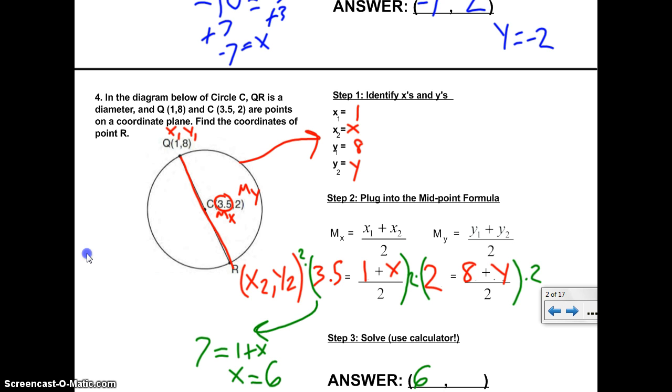That's our x coordinate. And what about the y? Well, when we do the 2 times 2 on both sides, we'll get 4 equals 8 plus y. And when we subtract 8, you'll get y equals -4. So our final answer is 6, -4 for the coordinates of R.